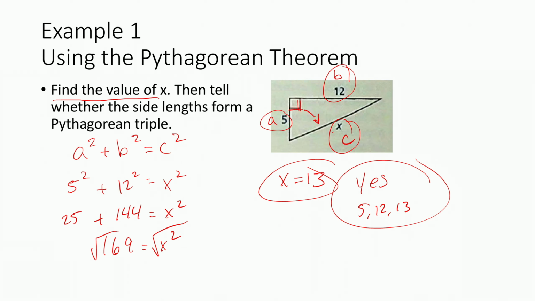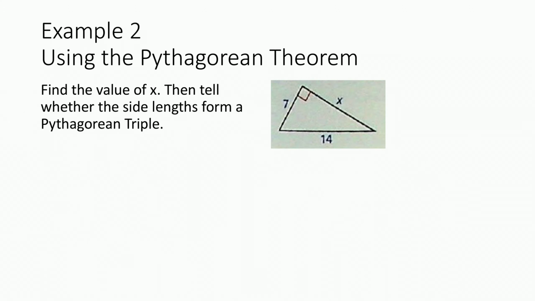Okay. All right, let's do another example. I want to find the value of x, then tell whether the side lengths form a Pythagorean triple. Now, right away, you should notice that x is not on my hypotenuse, right? Now it's just going to be on A or B. And it doesn't matter here, you can put it on A or B, but it's going to be in a different spot. So again, my two legs are going to be A and B. And then my hypotenuse is going to be C.